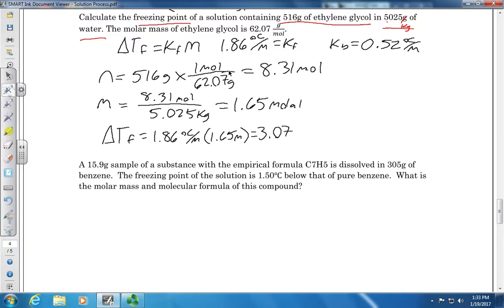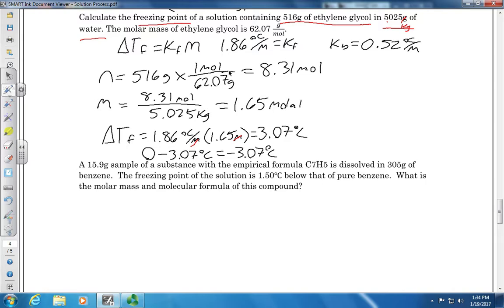3.07 degrees Celsius, because our molals canceled out. So what does that mean? Well, because the solvent is water, we're going to take our freezing point of water in Celsius, which is 0, and we're simply going to subtract our 3.07 degrees C, which gives us negative 3.07 degrees C.